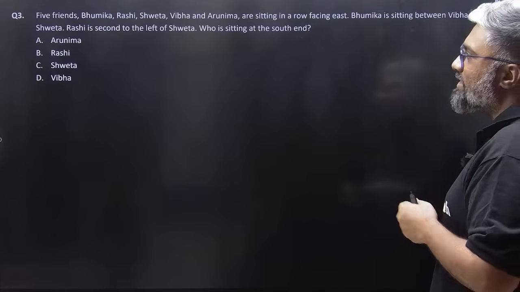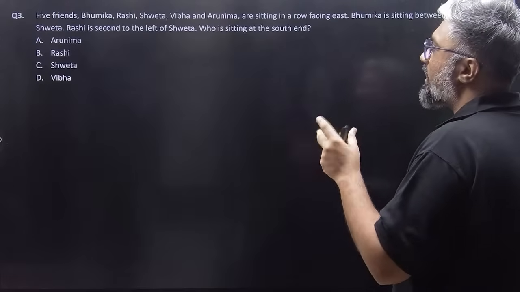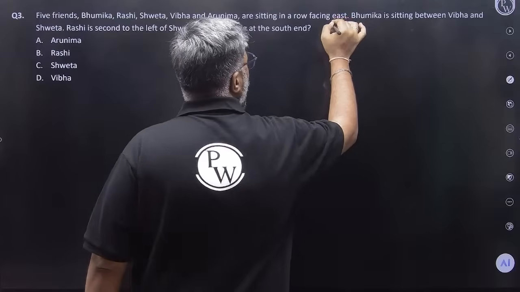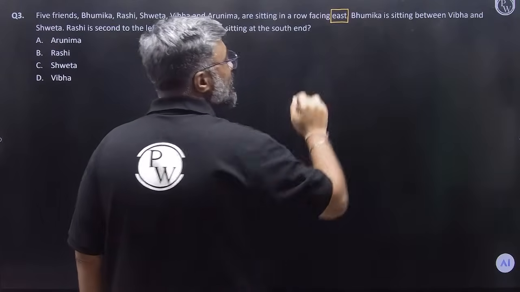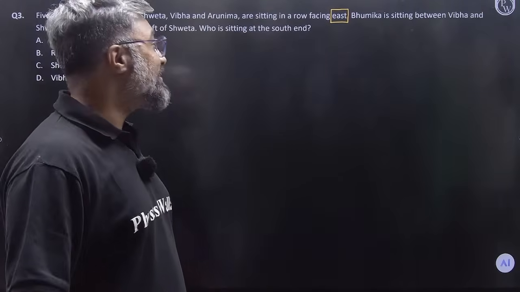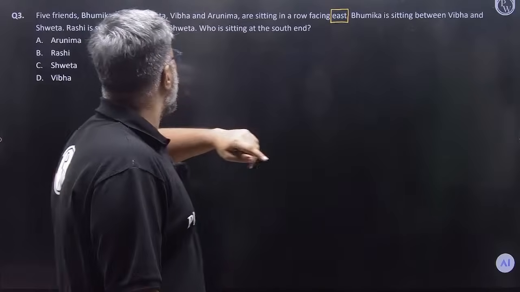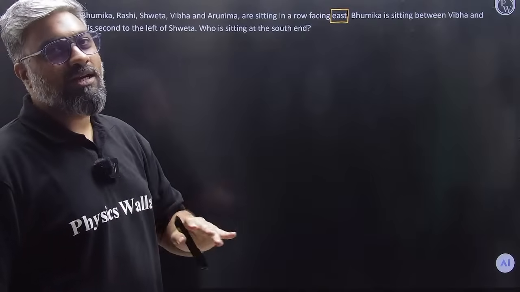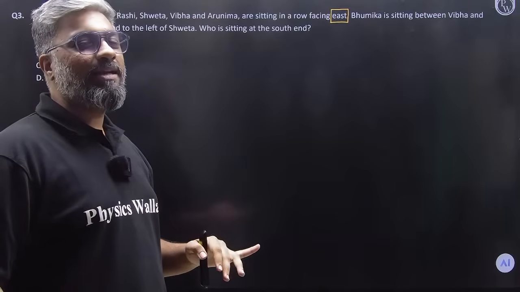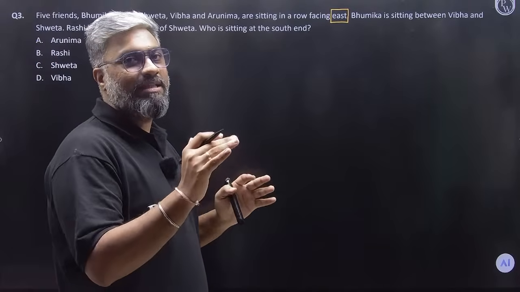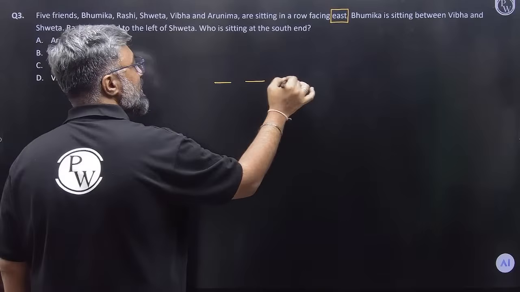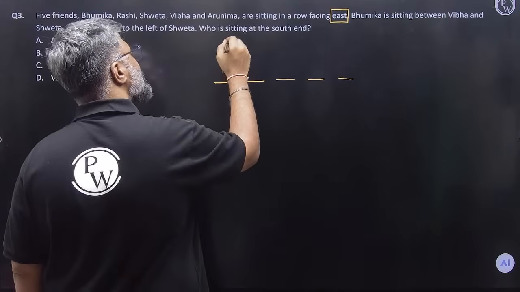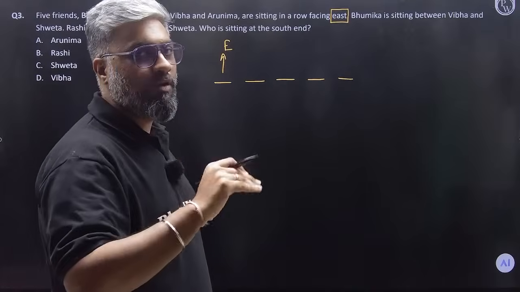Okay. So they're saying 5 friends, Bhumika, Rashi, Shweta, Vibha, Arunima, are sitting in a row facing east. Now, when they are facing east, what do I have to remember? The left and the rights, because they're saying between Vibha and Arunima, second to the left of Shweta. So there is left and right, which might confuse us. So it's always better that however you're arranging them, you can say these are the 5 seats and this side is east for me, and they're all facing there.